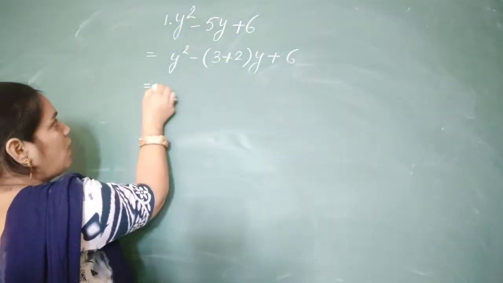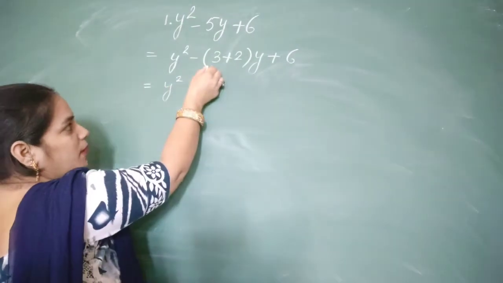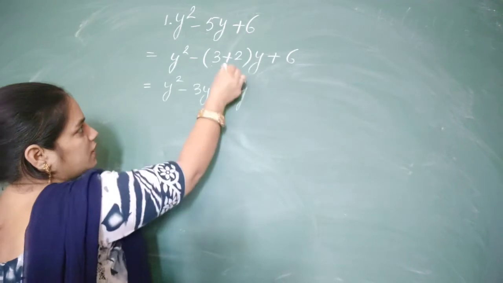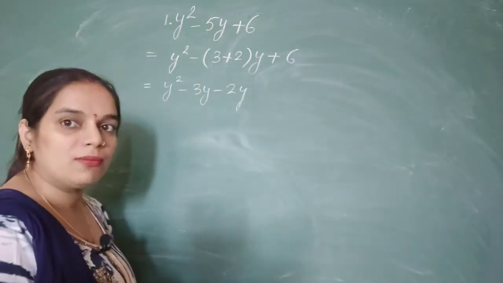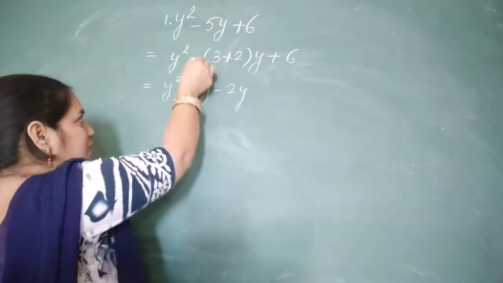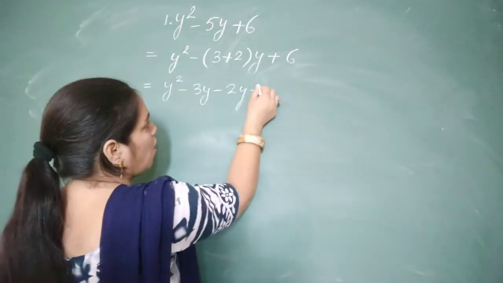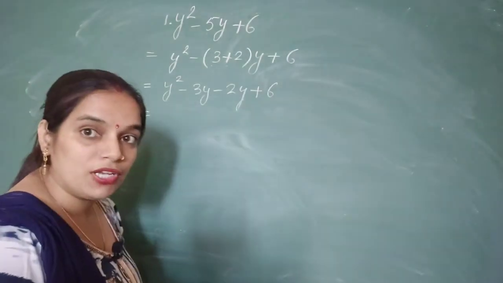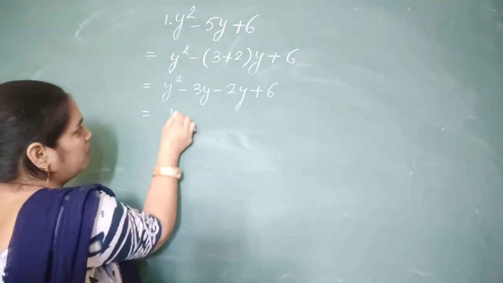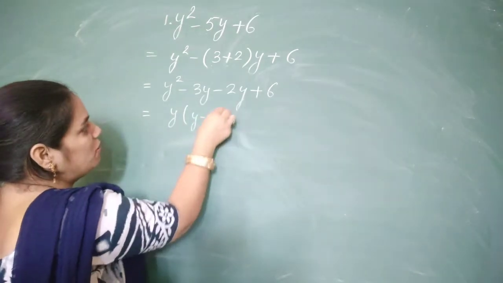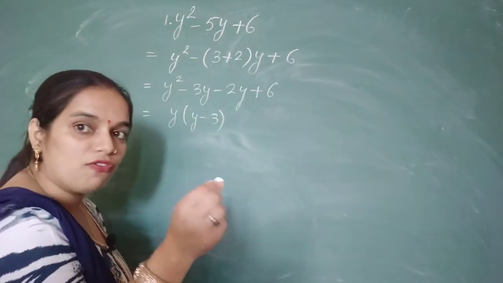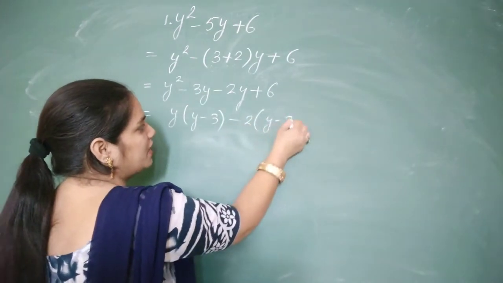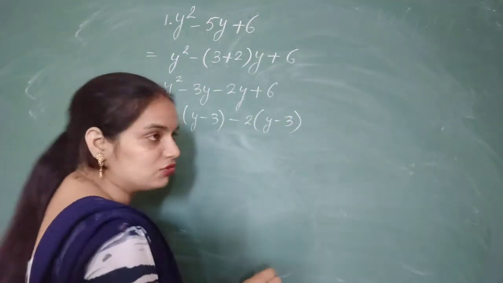Now we will continue our step. When we open the bracket, there will be minus 3y and minus 2y. This plus sign will convert into the minus sign because there is a minus before the bracket. Now the last term is 6. We will take y common from the first two terms. The remaining term will be y minus 3. Now from the last two terms, we will take common 2. The remaining result will again be y minus 3.